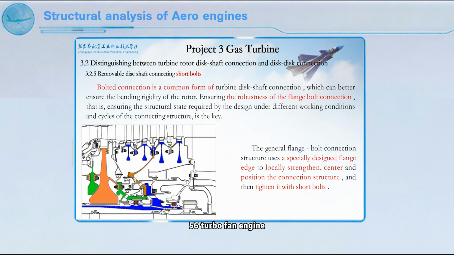As shown in the figure, this is a schematic diagram of the turbine structure of the CFM56 turbofan engine. We can see that flange edges are processed at the front and rear ends of the high-pressure turbine disc, which are respectively connected to the sealing disc and the rear shaft neck, and then axially tightened with short bolts.